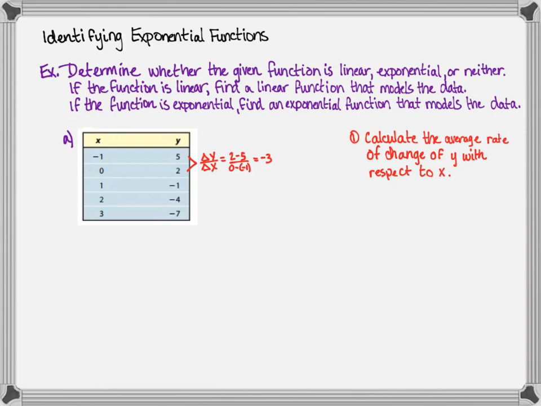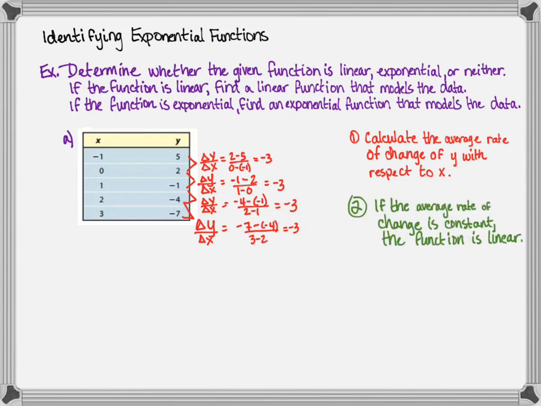Let's look at the next two rows. So rows 2 and 3. We have negative 1 minus 2 over 1 minus 0, which is also negative 3. Rows 3 and 4, negative 4 minus negative 1 over 2 minus 1, which is also negative 3. And our last two rows, negative 7 minus negative 4 over 3 minus 2, which is also negative 3.